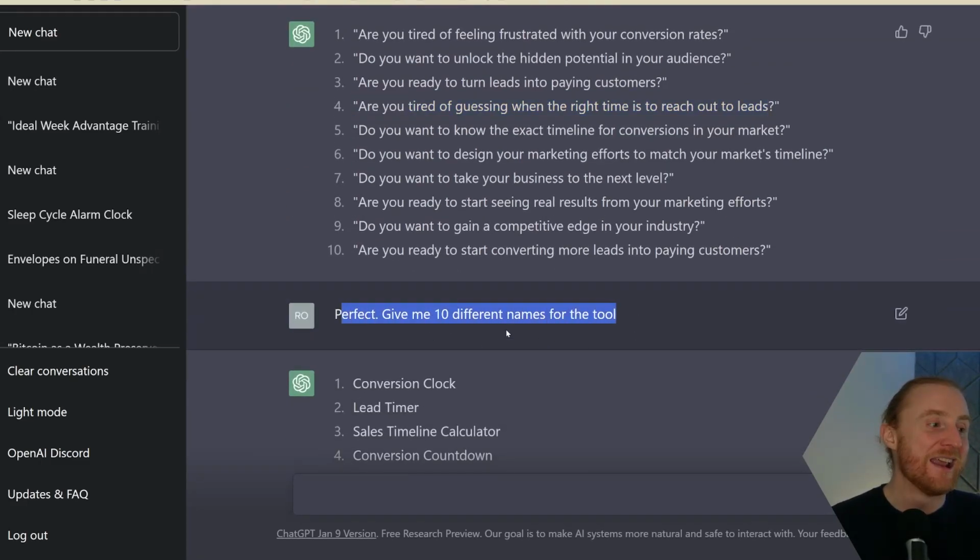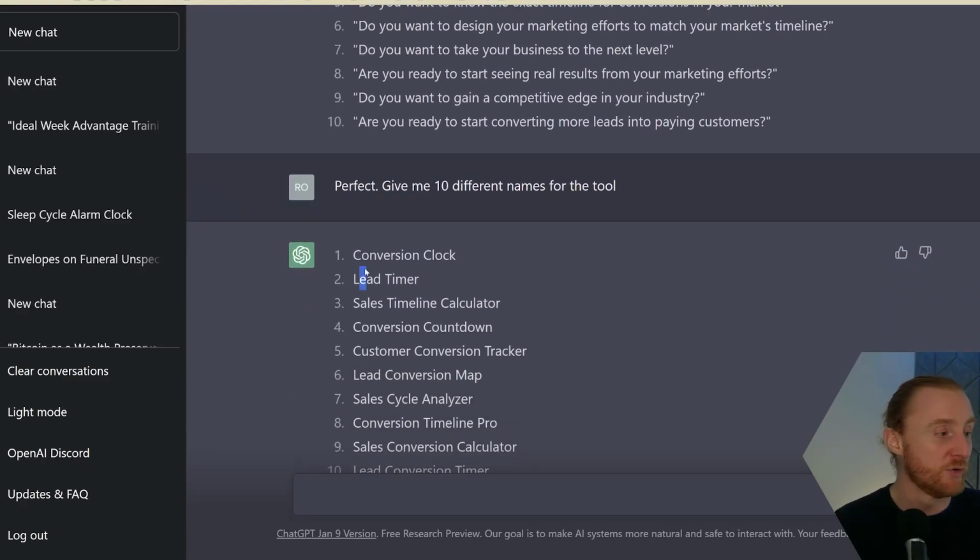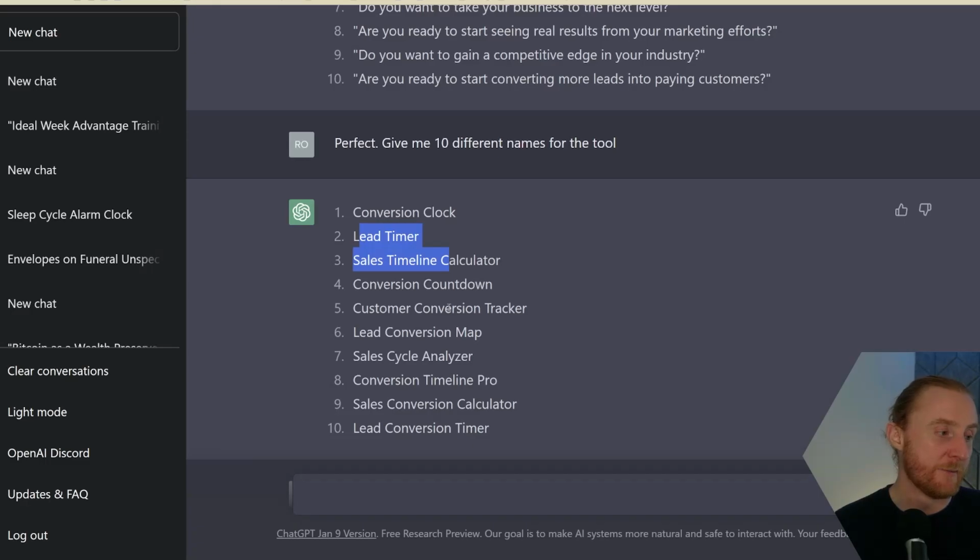I said, perfect. Now give me 10 different names for the tool. Now, I already know that I'm going to call it the conversion timeline calculator, but is that the best name possible? Maybe, maybe not, right? I decided to say, well, what would it come up with? Give me 10 names for the tool, and it gave me all of these. Now, I'm not going to read them out. You can pause and look at them here if you like. Some of them are okay. Some of them are pretty generic.